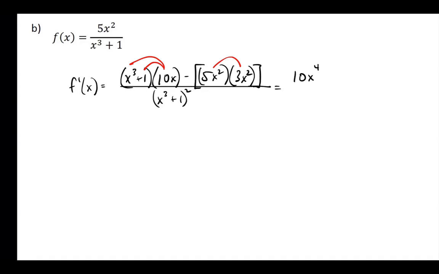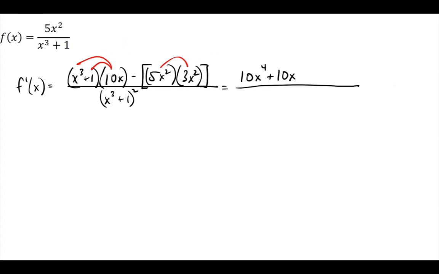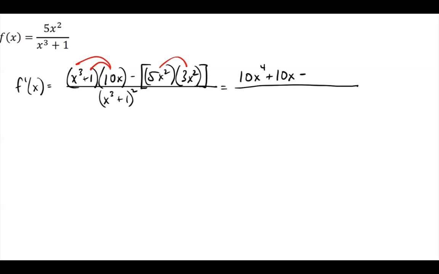10x to the fourth plus 10x, and then over here I have what do I have, 15x to the fourth over x cubed plus 1 squared. Since there's only one term now in the brackets, I can get rid of the brackets. So we get negative 5x to the fourth plus 10x over x cubed plus 1 squared.